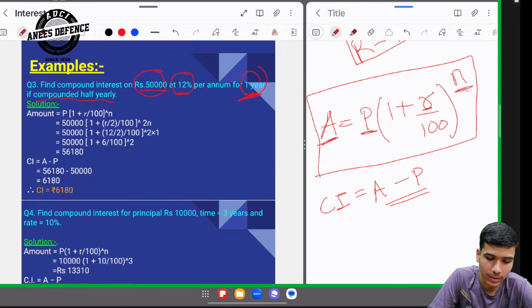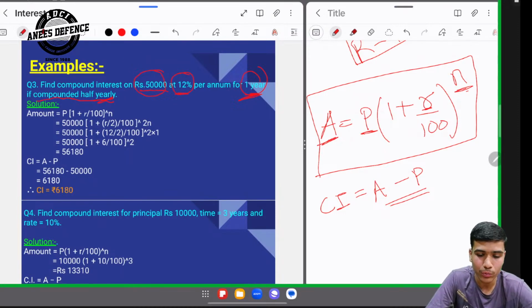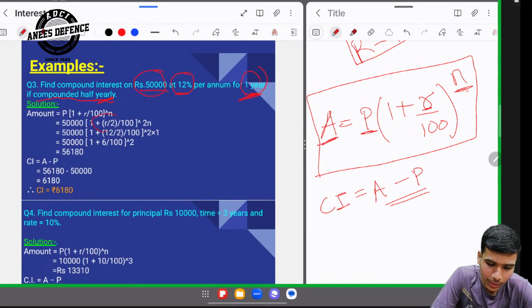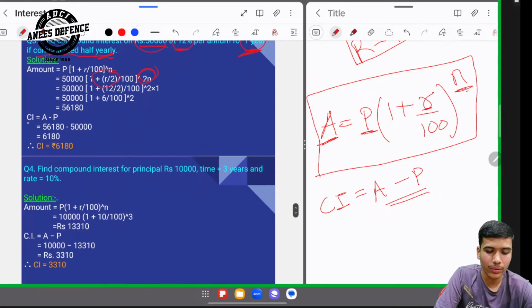There is a point to remember in compound interest. If we have to find compound interest half yearly, we have to divide the rate of interest by 2, meaning we take half of the rate of interest, and we have to double the time period. So here I did r by 2 and 2n. After calculating, we will get amount 56,180. And after subtracting principal from amount, we will get compound interest 6,180.